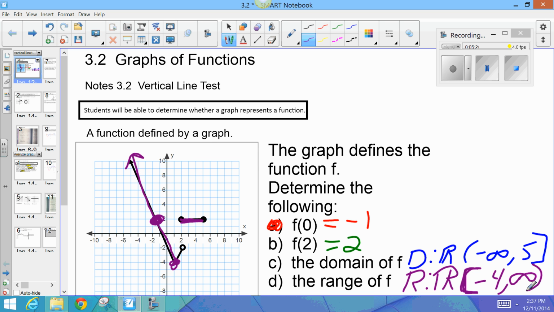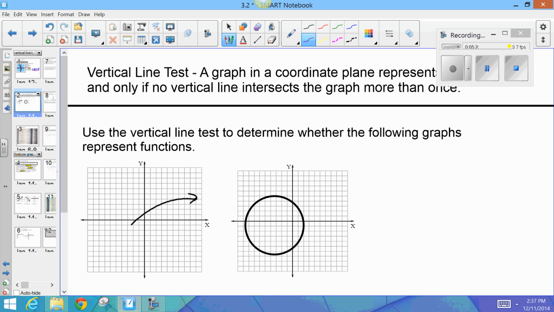All right, now we'll go on to the vertical line test. The vertical line test is a way to look at a graph and determine if the graph represents a function or if it's a relation. You've done this before. If you can draw any vertical line on the graph that intersects the graph more than once, then the relation is not a function.